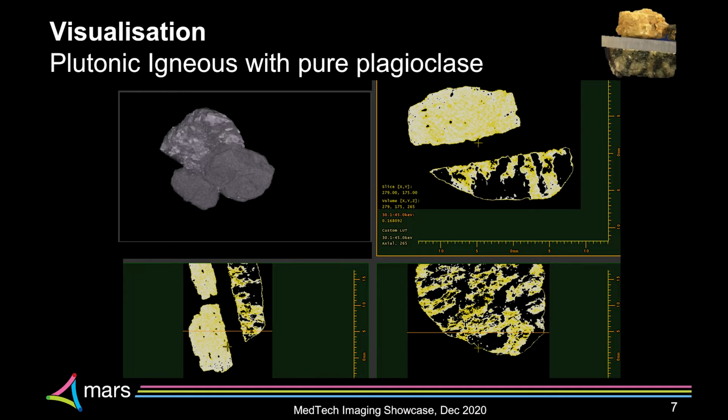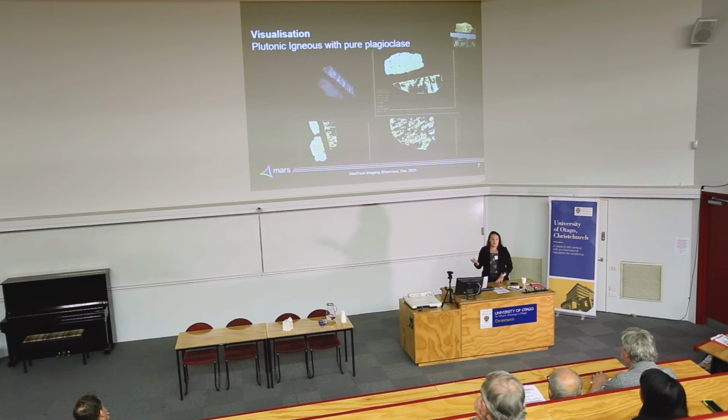Next, we scanned this with a pure plagioclase crystal, so we were able to utilize the Mars Vision thresholding to just see the crystal of interest, shown here in the yellow.